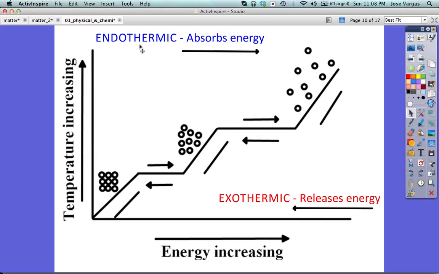Endothermic happens when the substance absorbs energy. So here we have the solid, the ice. It's going to absorb energy. The more energy it absorbs, the molecules are going to start moving faster, so they're going to start spreading apart. And then as we absorb more energy, they are going to go into the gaseous phase, spreading apart. But going this way, from gas to liquid to solid, we're going to be releasing this energy. Endothermic, absorbing energy. Exothermic, releasing that energy.